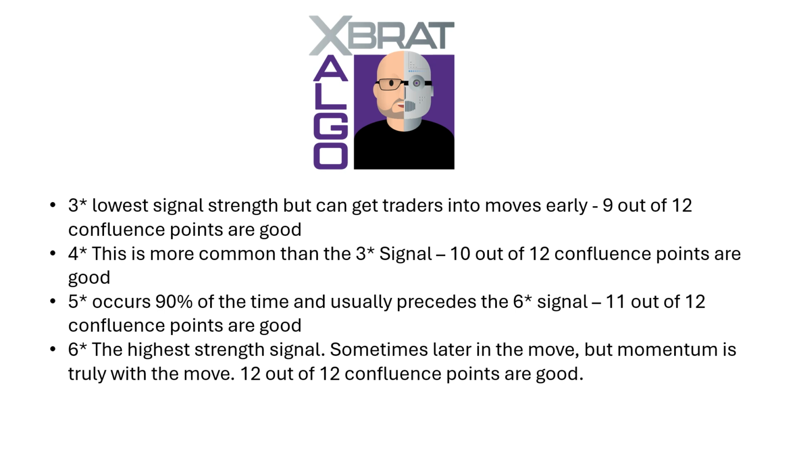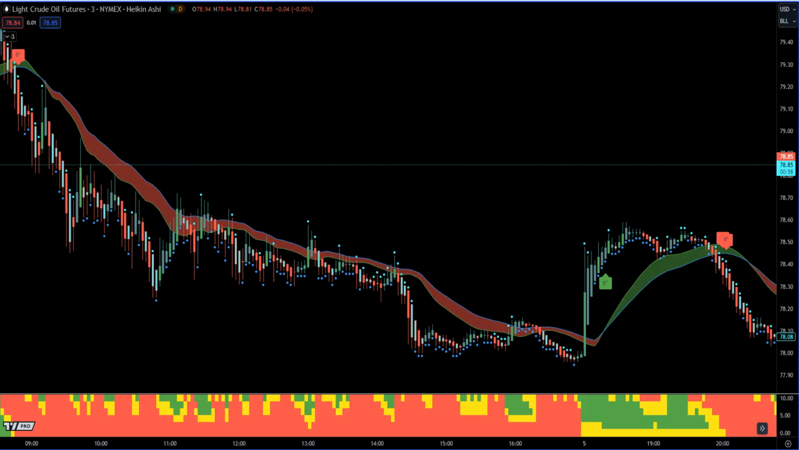5-star occurs 90% of the time and usually precedes a 6-star signal. That's 11 out of 12 confluence points. Then the highest strength signal is the 6-star signal. Sometimes it comes later in the move, but momentum truly is with the move. 12 out of 12 confluence points are good. So let's have a look at what this looks like on the chart.